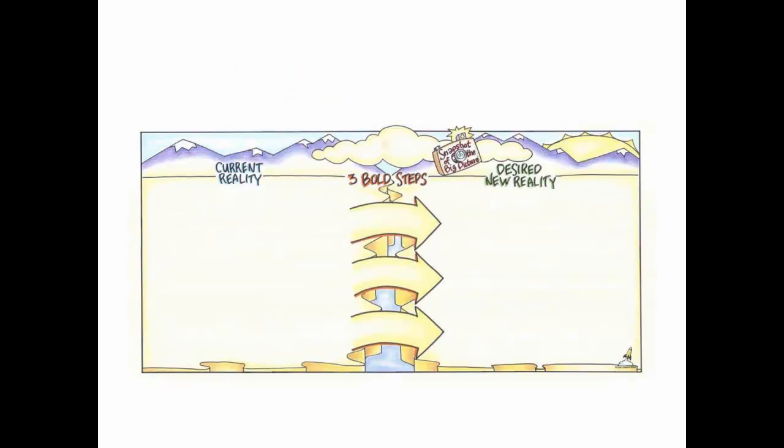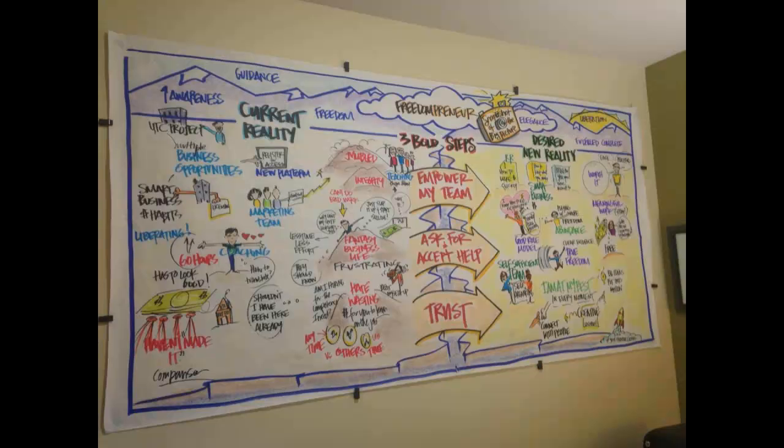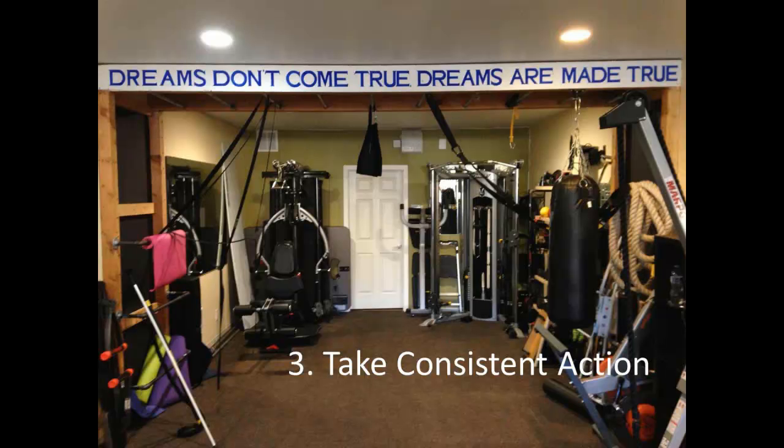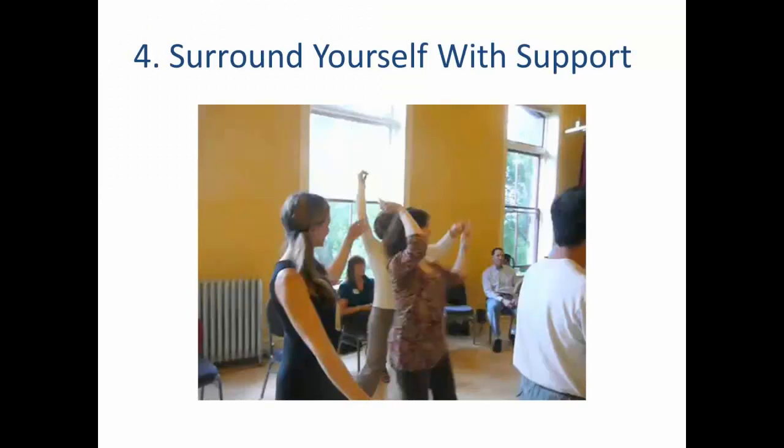With the book, you can get access to this template, and as you recall from the previous webinars, this is what my mind map, or my visual goal setting map, looks like. This was drawn by the author of the book for me. But yours doesn't have to look as pretty. Believe me, when I did this on my own, I had stick figures. But they worked. Break down your big project into smaller steps and take consistent action. Then surround yourself with support.